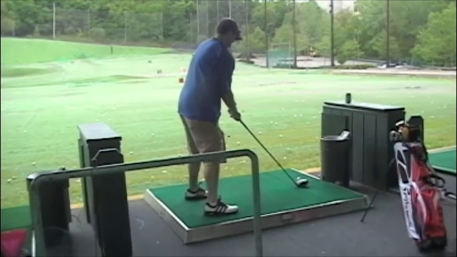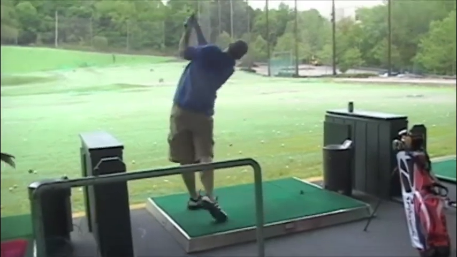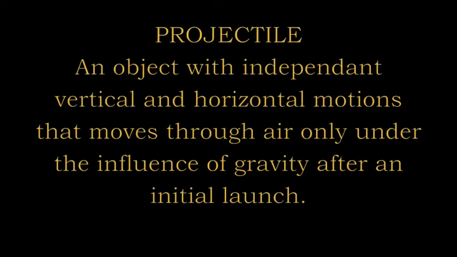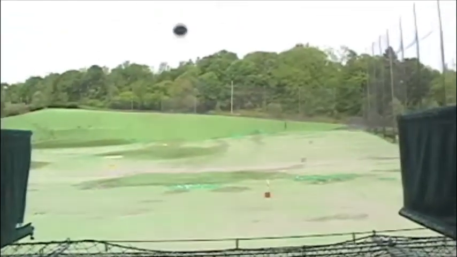Did you know a golf ball is actually a projectile launched at an angle? A projectile is an object with independent vertical and horizontal motions that moves through air only under the influence of gravity after an initial launch. By setting up a Vivada chart, one can figure out, using the kinematics formulas, the acceleration, time, distance, and initial and final velocity of a golf ball.